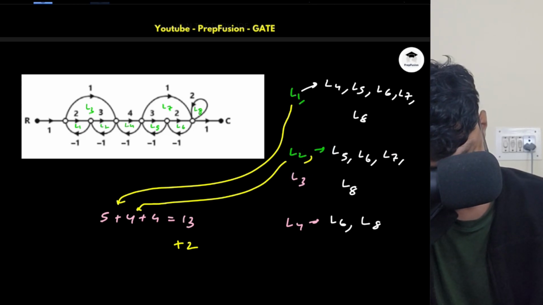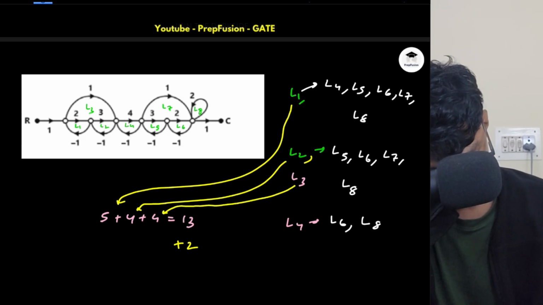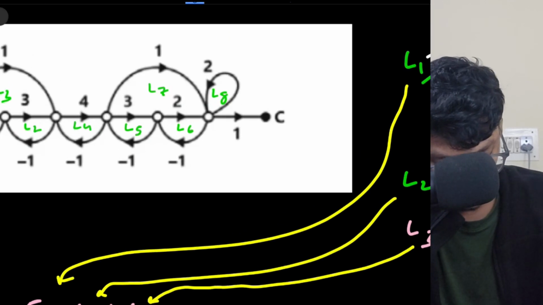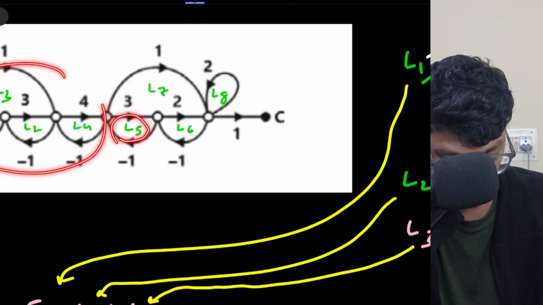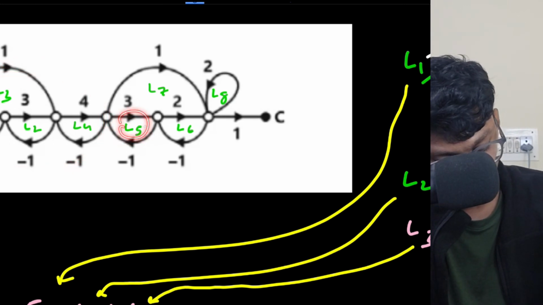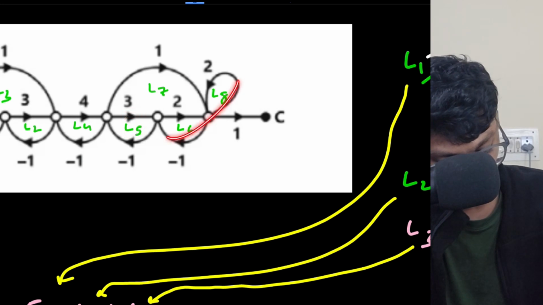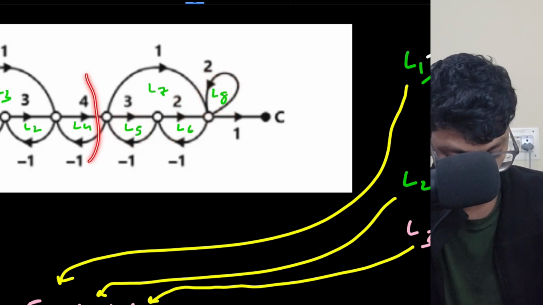This also comes from here. And this one comes from here. What about L5 now? Already all these loops have been taken. Is L5 non-touching with any of the other loops? Yes. L8 is the only loop that L5 is non-touching with. All these loops have already been taken, right?